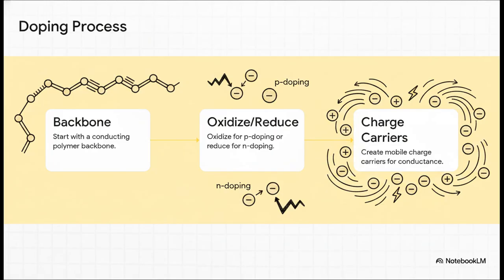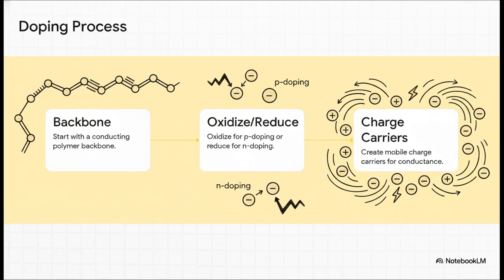Now, to turn these polymers into highly efficient conductors, scientists use a process called doping. It's actually very similar to how we make silicon semiconductors. It breaks down into a simple three-step concept. First, you take that polymer backbone that has those conjugated pi bonds. Second, you either oxidize it by removing an electron, which we call p-doping, or you reduce it by adding an electron, that's n-doping. Step 3 is where the magic happens. This process creates highly mobile charge carriers, positive holes or negative electrons that dramatically increase the material's ability to conduct an electric field.